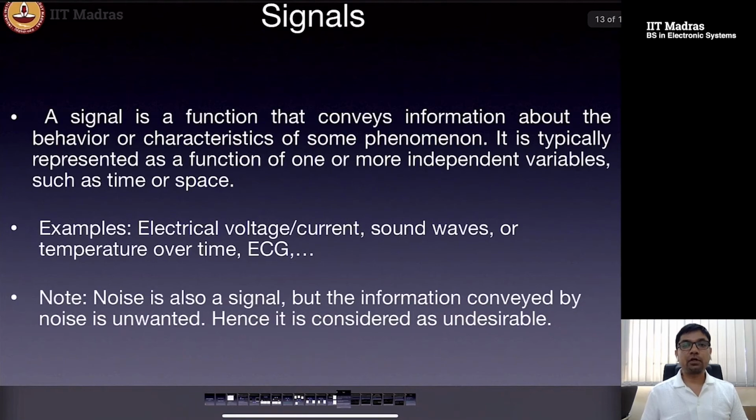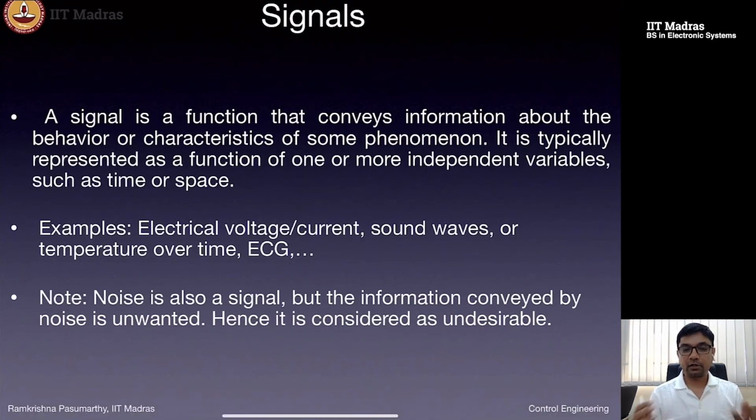So this was all about signals. We had the input signal, the output signal, disturbances, error signals, the output corrupted with some noise, and so on and so forth. So what is a signal? A signal is a function that conveys information about the behavior or characteristics of some phenomena, like the progression of temperature during the day, or an ECG signal, and so on.